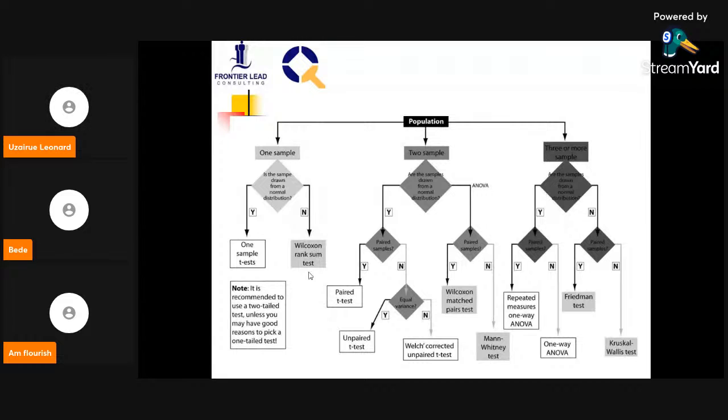A non-parametric test. This one sample t-test is a parametric statistical analysis test, while the Wilcoxon rank sum test is what we refer to as a non-parametric test. A non-parametric test is done when your data is not normally distributed, when it does not meet the requirements that have been set for normality. Then you run a non-parametric test.